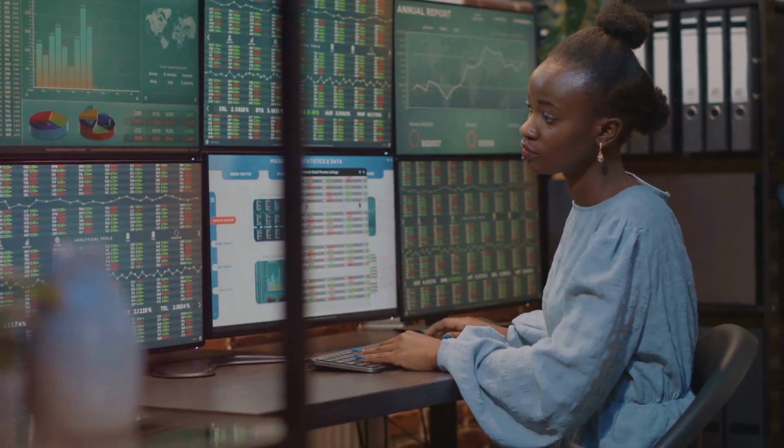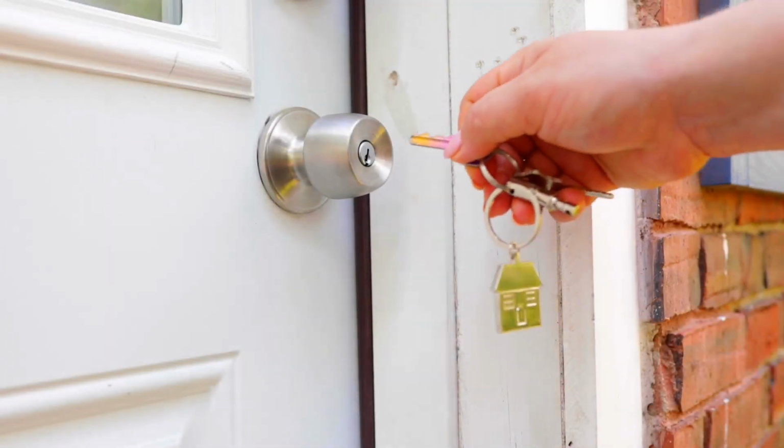So stay focused, stay motivated, and never stop learning. The world of Forex awaits. Start your Forex journey today and unlock your full potential.